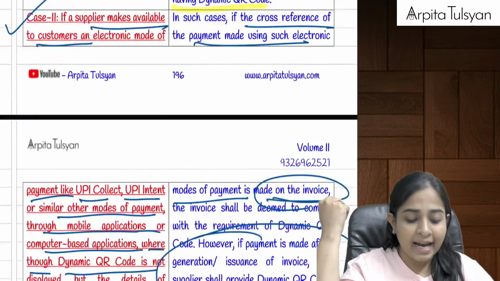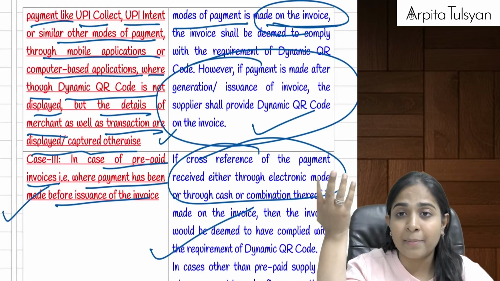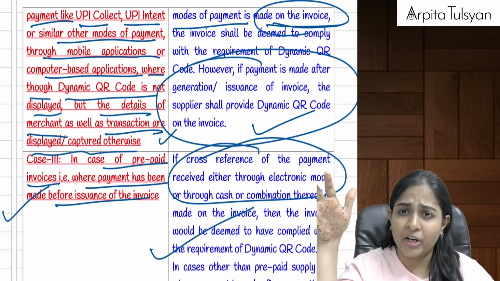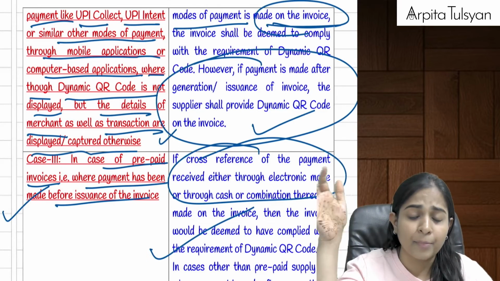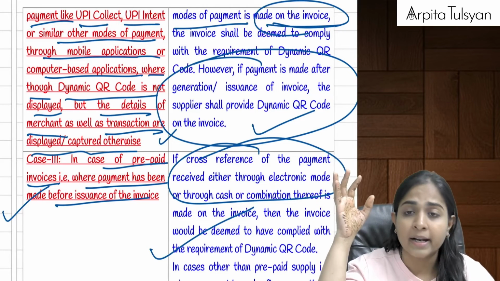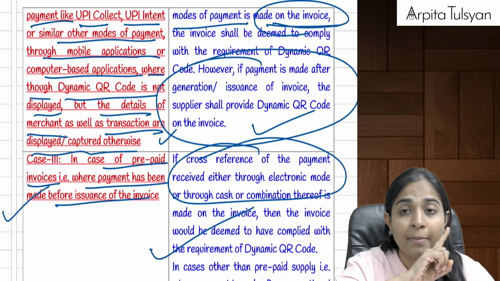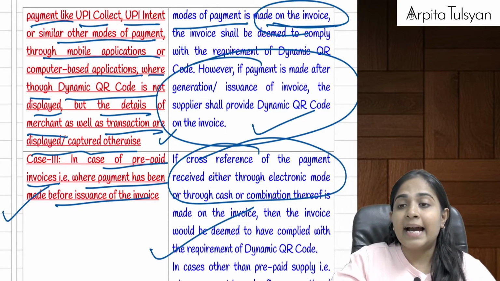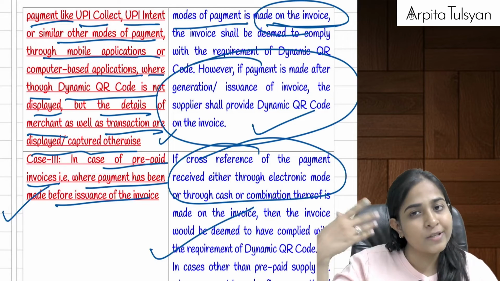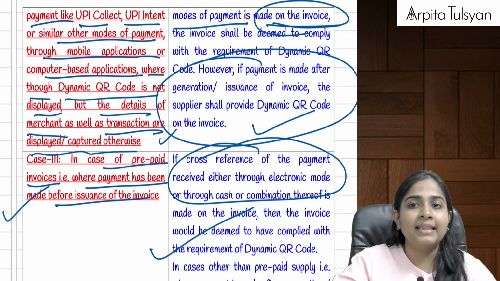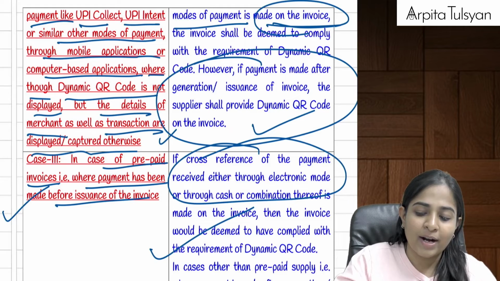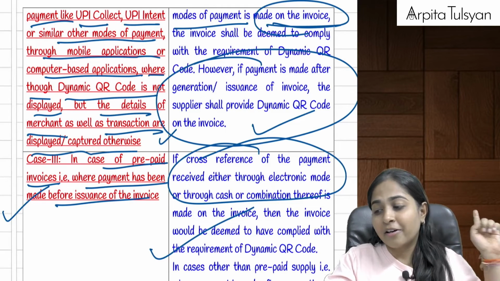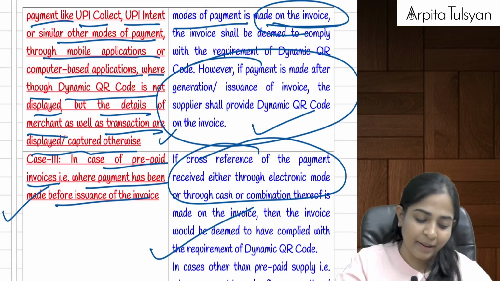Similarly, if the supplier provides him other payment methods like UPI collect, UPI intent, or similar modes, or any mobile applications or computer based applications for making the payment, and the dynamic QR code is not displayed by us to the customer, then in that case, the customer will do the payment using those other modes. Okay, but in the invoice, we are required to display the QR code.